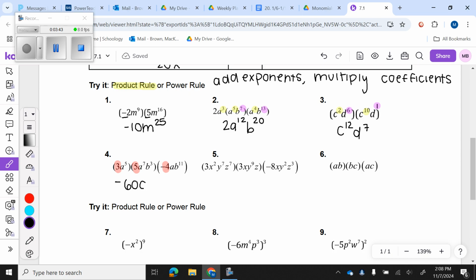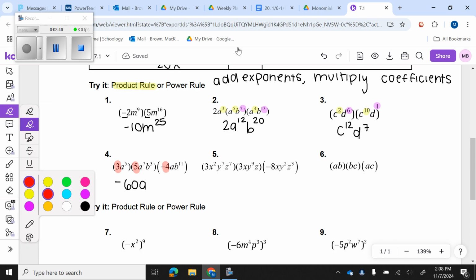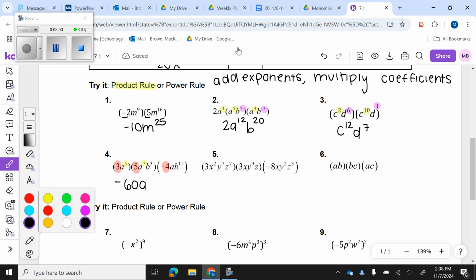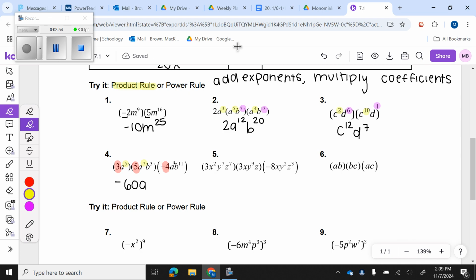So I'm going to do all my A's first. Right here, I've got 5. Here I've got 7, and there's not a number on this one, so I can give it a 1. So I have to add all of those exponents together. 5 plus 7 plus 1 is going to give me A to the 13th. Now I have to add my B's, and we're going to do 3 and 11, which is going to give me B to the 14th.